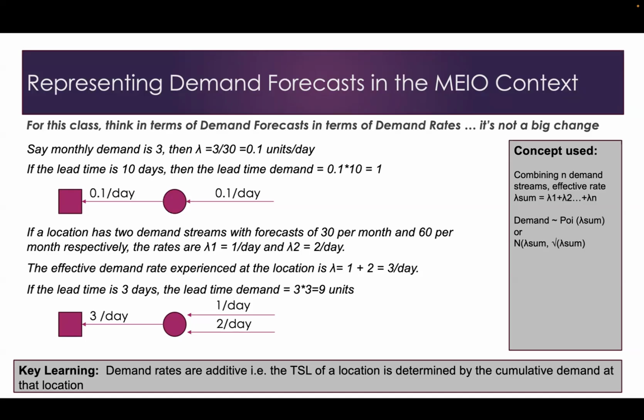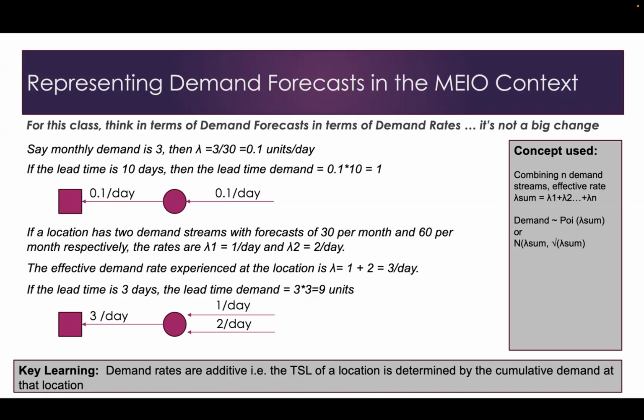Everything kosher? Okay. And so what is the key learning here? Demand rates are additive. How much you stock at a location is determined not by individual streams, but by the cumulative demand at that location. So I'm not trying to solve that 1 per day or 2 per day. I'm just looking at the cumulative demand at that location. Simple enough, I think, for everybody. So if there are no questions, I will move on.